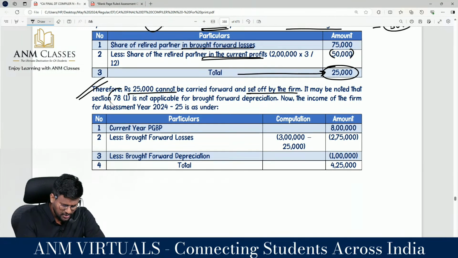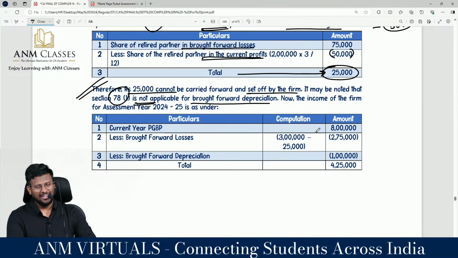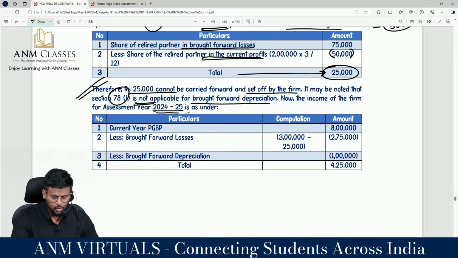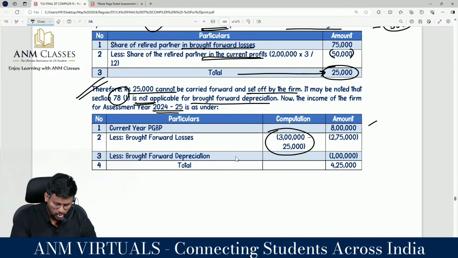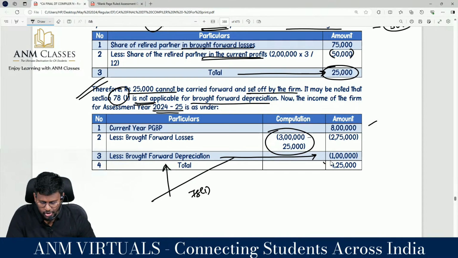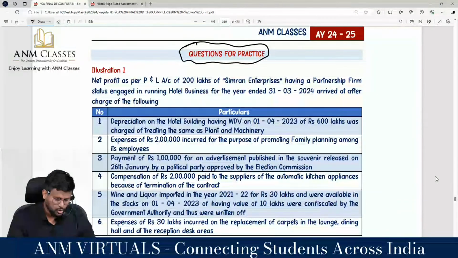It may be noted that section 78 subsection 1 is not applicable to brought forward depreciation. Very important point. That is not applicable to brought forward depreciation. Now the income of the firm for assessment year 24-25 is as under. Current year PGBP 8 lakh. Less brought forward business loss total 3 lakhs. In that the share attributable to the deceased or retired partner is 25,000. Put it on the dustbin. 2,75,000. Brought forward depreciation is 1 lakh. Sir, provisions of 78 subsection 1 is not applicable to brought forward depreciation. So the total comes to 4,25,000.